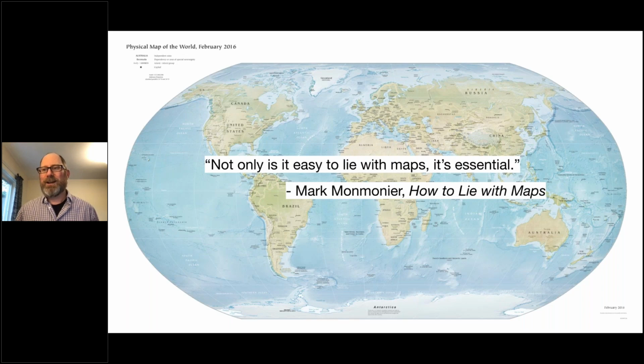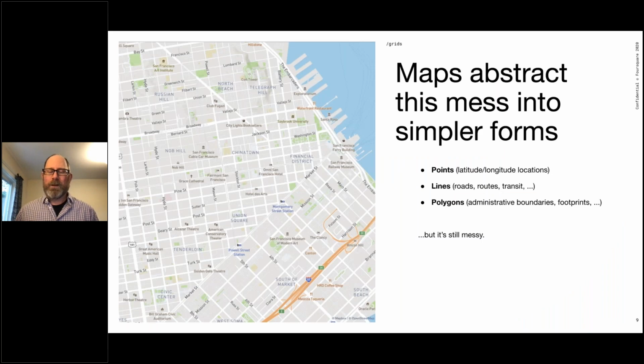And what he means by lying with maps is choosing what to represent and how to represent it in a geographic context. Every map makes a bunch of choices and you could say lies about other things that it leaves off. So maps are a way of taking all this messy real world data and abstracting it into simple forms that we can work with and easily represent. The most common ones are points, lines, polygons, this kind of geometry that we use to represent real world objects and phenomena.